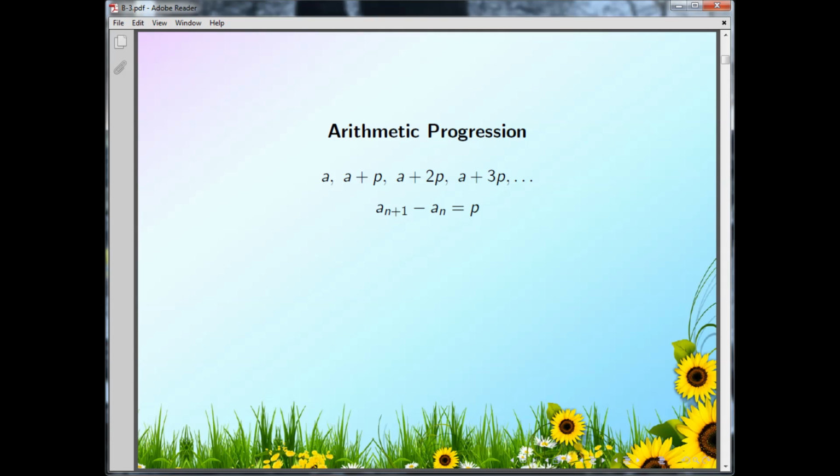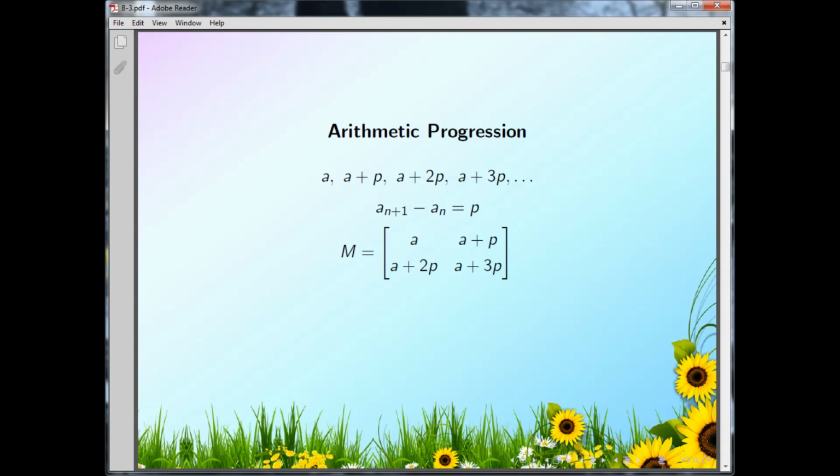So here's a general description of an arithmetic progression. You start with an arbitrary number and you add p to get to the next term, and you add the same p to get to the third term, and so on. So if you subtract the nth term from the (n+1)th term, you get this quantity p, which is independent of the n you choose. So the difference of adjacent terms is always the same.